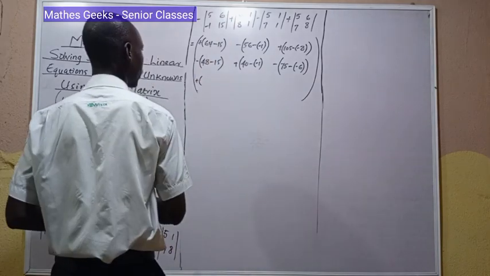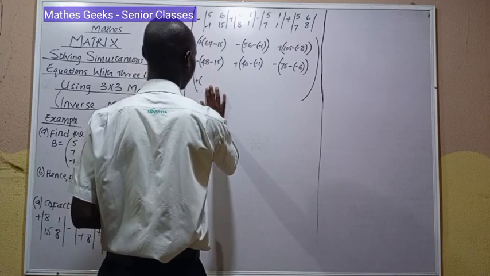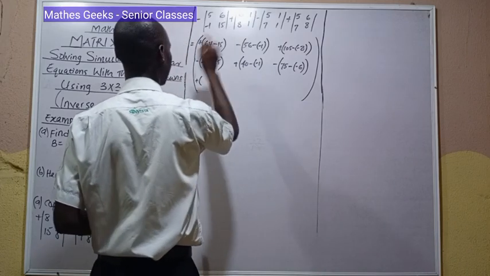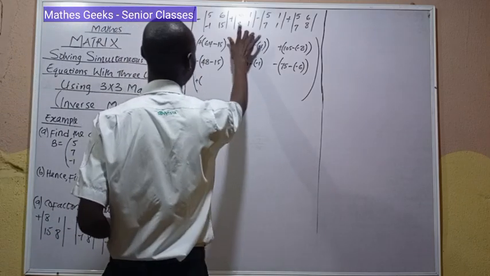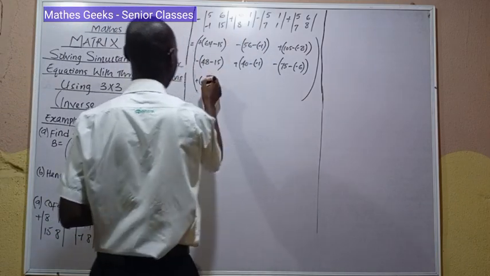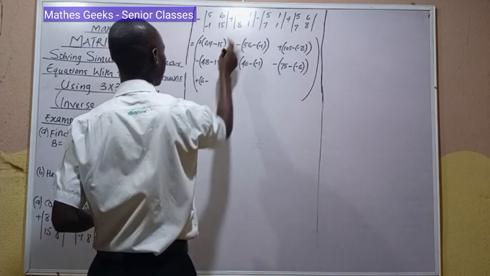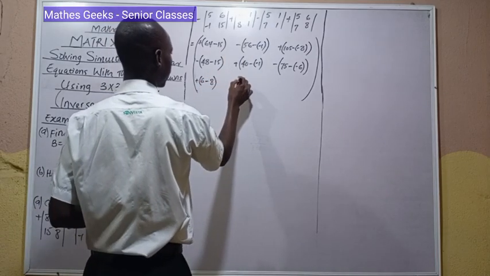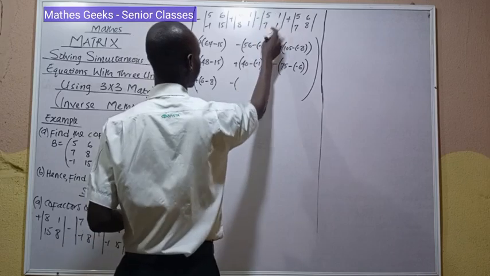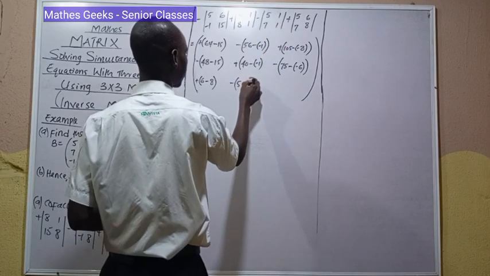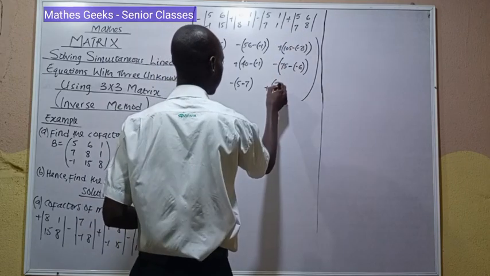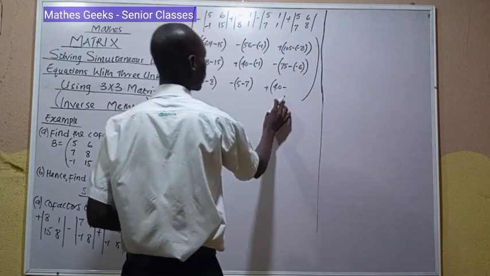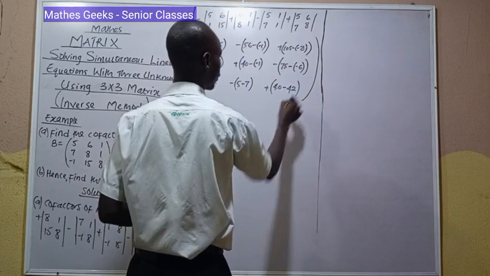So this is my seventh entry. And this will give me 1, 2, 3, 4, 5, 6, 7. 6 times 1 is 6, minus 1 times 8 is 8, minus 5 times 1 is 5, minus 1 times 7 is 7, plus 5 times 8 is 40, minus 6 times 7 is 42.